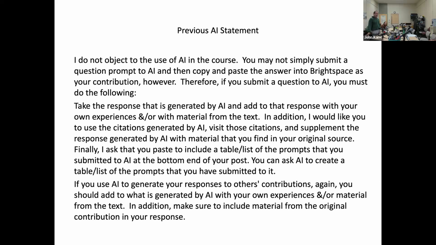Take the response generated by AI and add to that response with your own experiences and/or with material from the text. In addition, I would like you to use the citations generated by AI, visit those citations, and supplement the response generated by AI with material that you find in your original source. Finally, I ask that you paste and include a table or list of prompts that you gave to AI, and the same thing for the response.